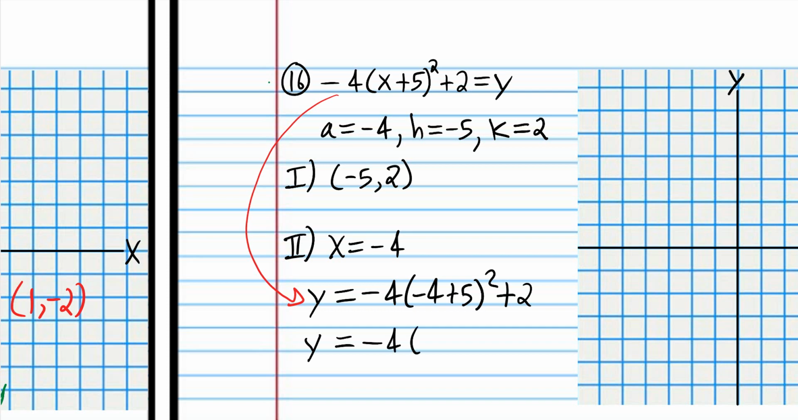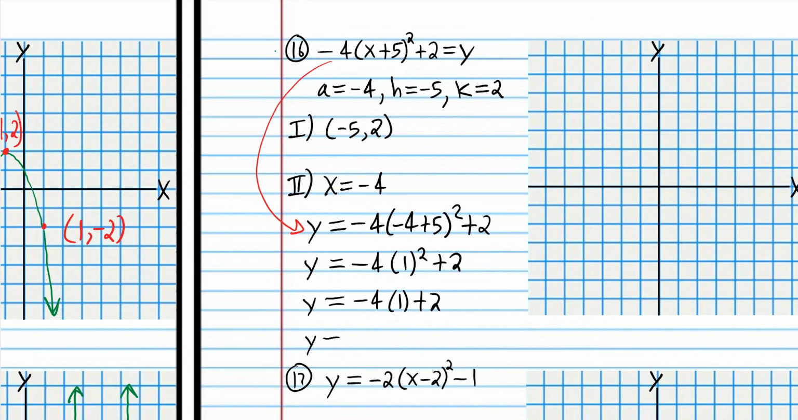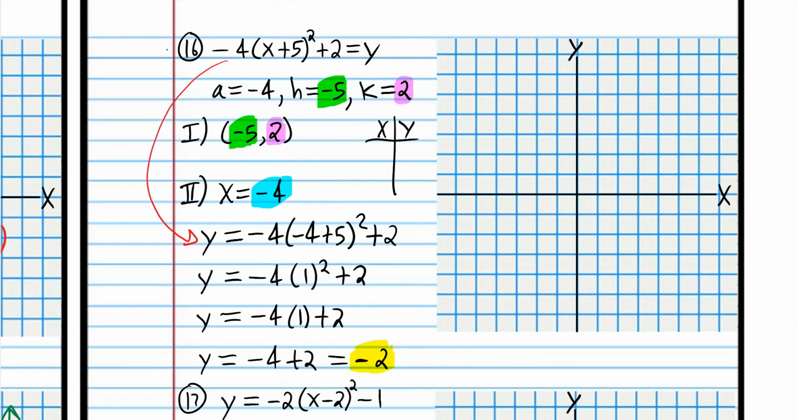And just using PEMDAS, we add those in the parentheses together first. 1 squared is 1. And we have -4 plus 2, which is equal to -2. And you don't have to show all those steps. I'm just doing that for your benefit, just in case you, I mean, you really shouldn't be having trouble with PEMDAS at this point in the curriculum. But in case you are, so we have (-5, 2) is the vertex, and we have (-4, -2) is the other point that we're using.